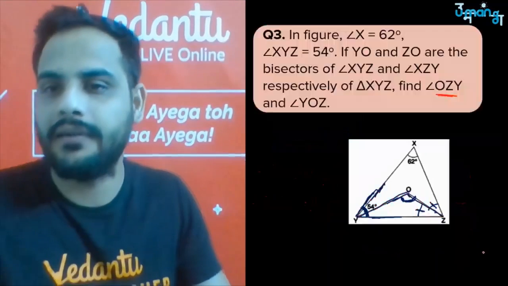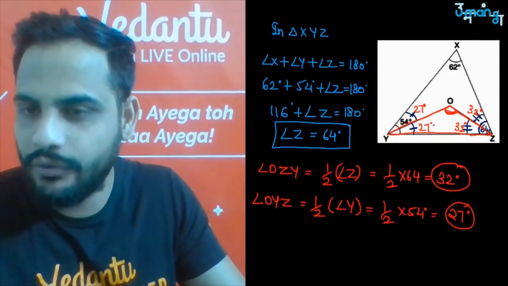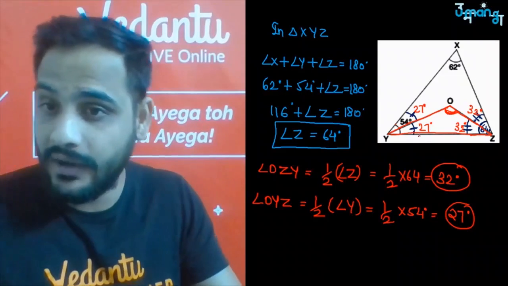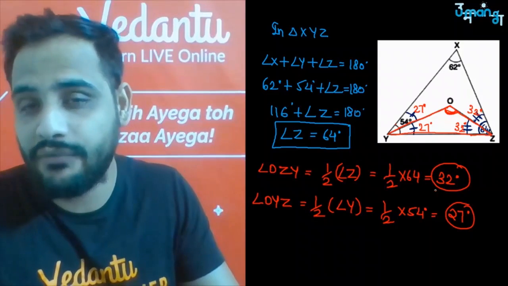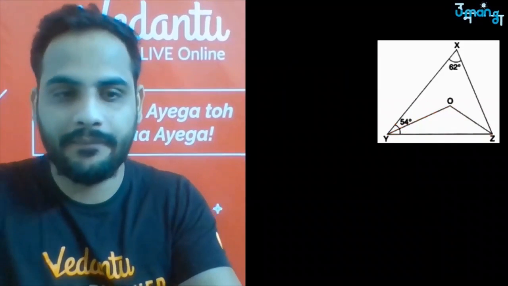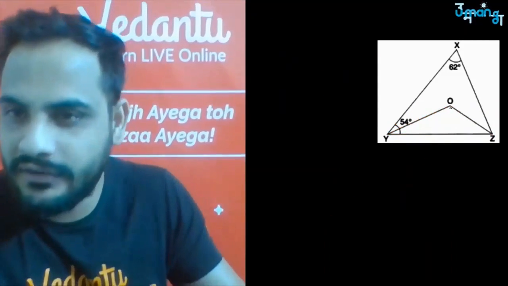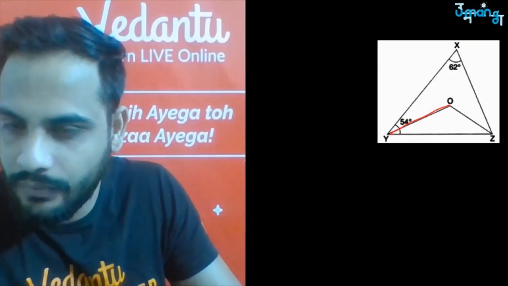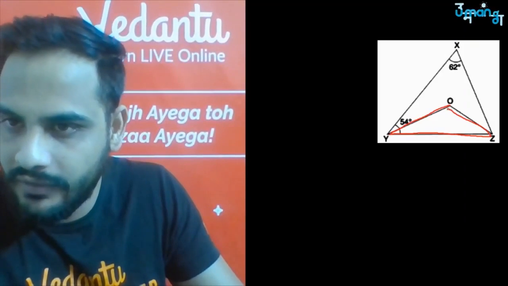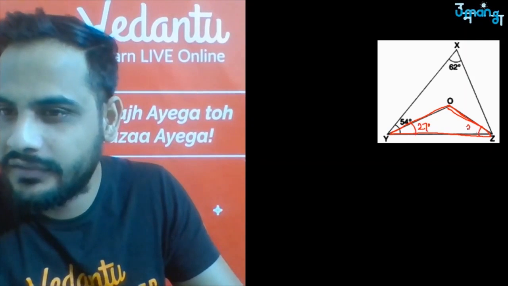This is the triangle here. In YOZ, this is the angle we have to find out. Now only focus on this triangle. One angle is 27 degrees, one angle is 32 degrees. We have to find out the third one. Let's use the angle sum property in the small triangle OYZ, where this is 27 degrees and this is 32 degrees.